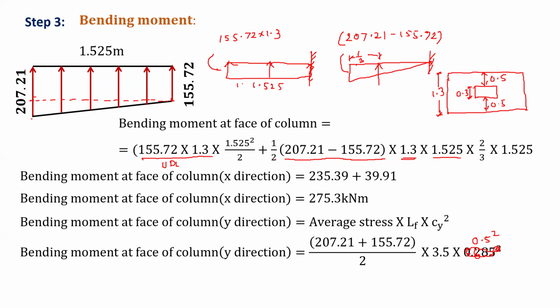And then we can calculate this value. So just I have calculated that is actually considering 0.285. So just I will calculate it. 207.21 plus 155.72 divided by 2 multiply by 3.5 into 0.5 square, and it comes 158.78. So it will be 158.78.